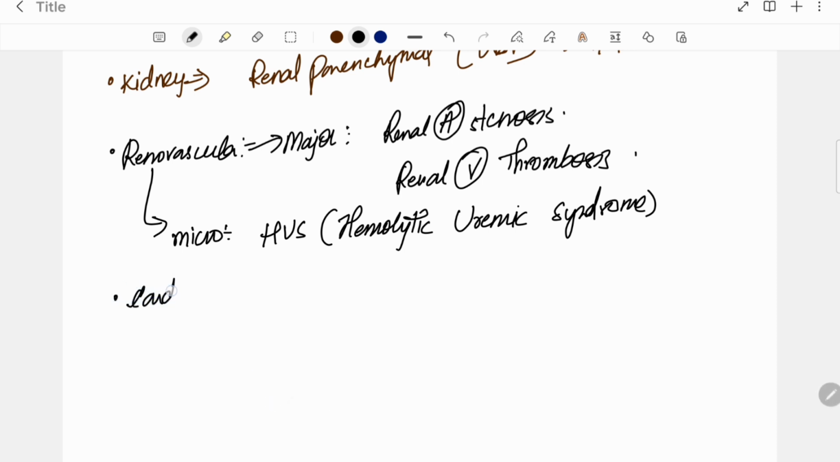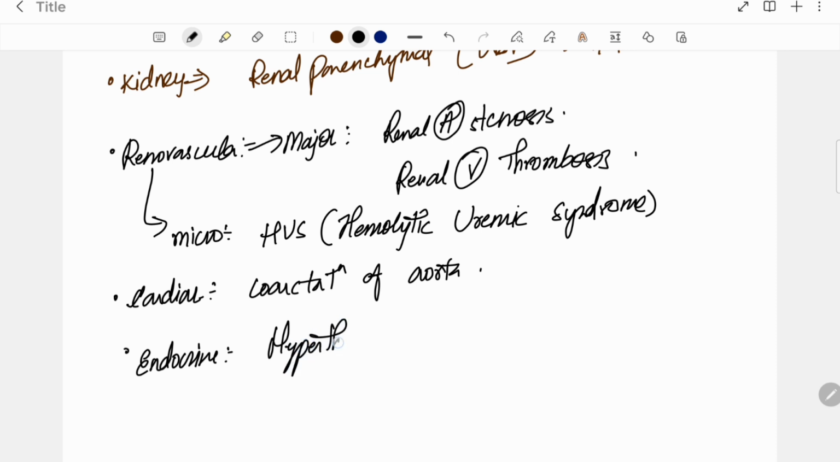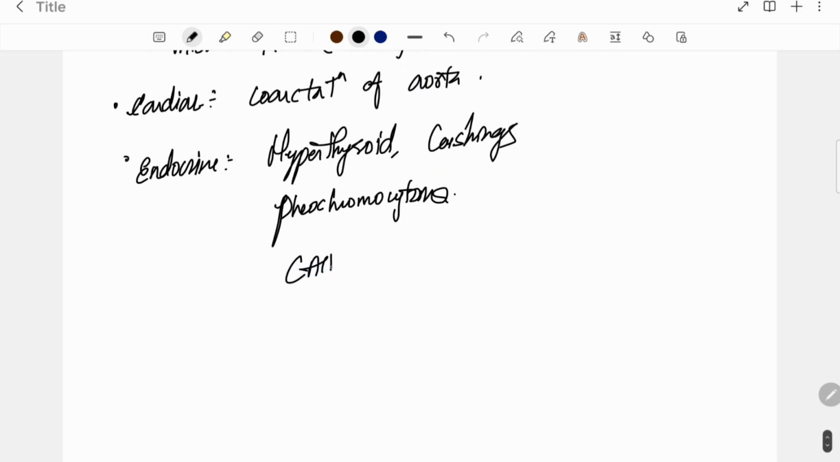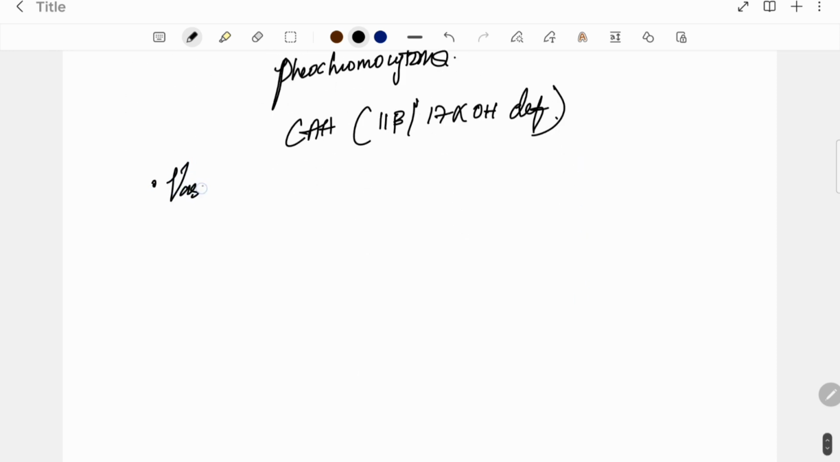Next cause is cardiac, that is coarctation of aorta. Next is the endocrine problem. That is hyperthyroidism, Cushing's, pheochromocytoma. Also congenital adrenal hyperplasia. In congenital adrenal hyperplasia, we have 11 beta and 17 alpha hydroxylase deficiency. Another problem is vasculitis.